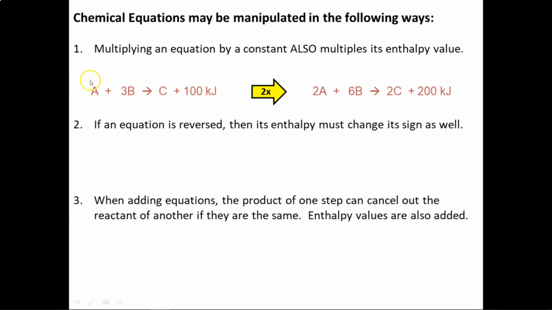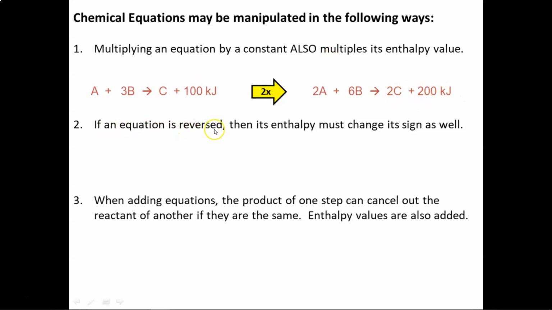Now if I double the amount of reactants and products involved in this chemical reaction, it makes sense that I should also double the amount of energy produced, which is what we see here. A plus 3B produces C and 100 kilojoules of energy. Well, double that. 2A plus 6B would produce 2C, but also 200 kilojoules of energy.